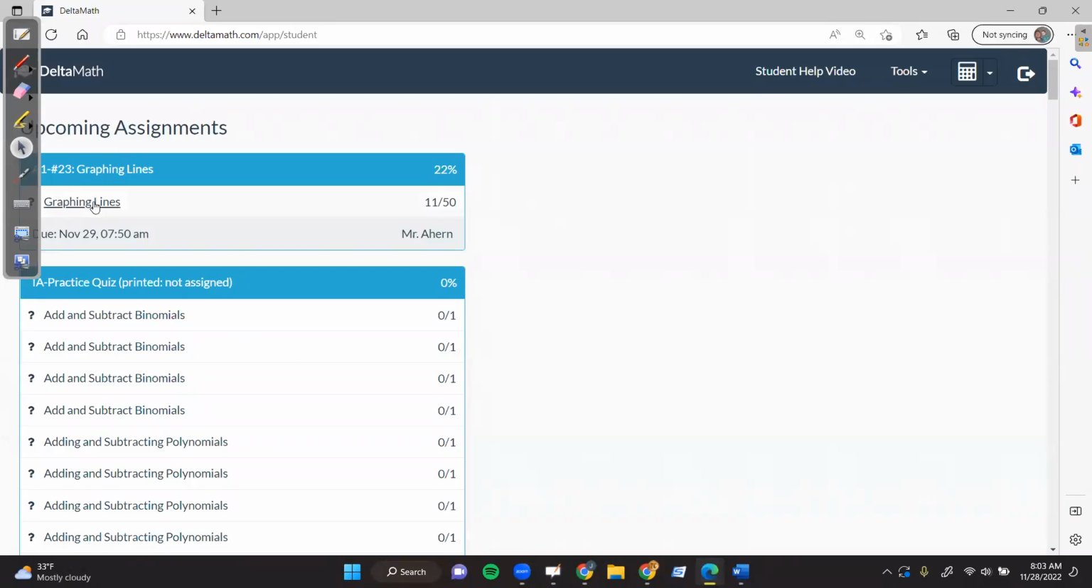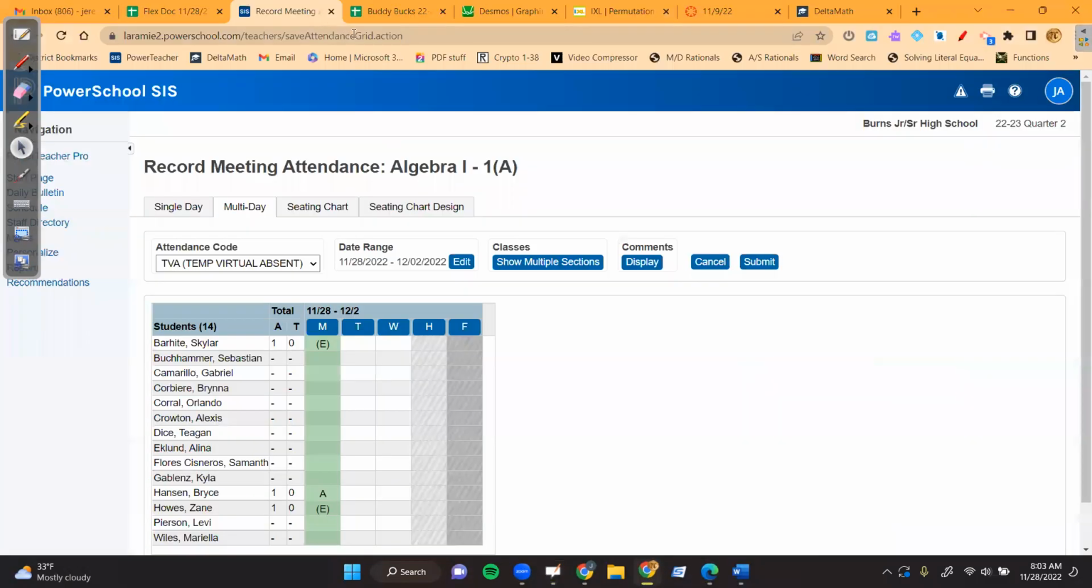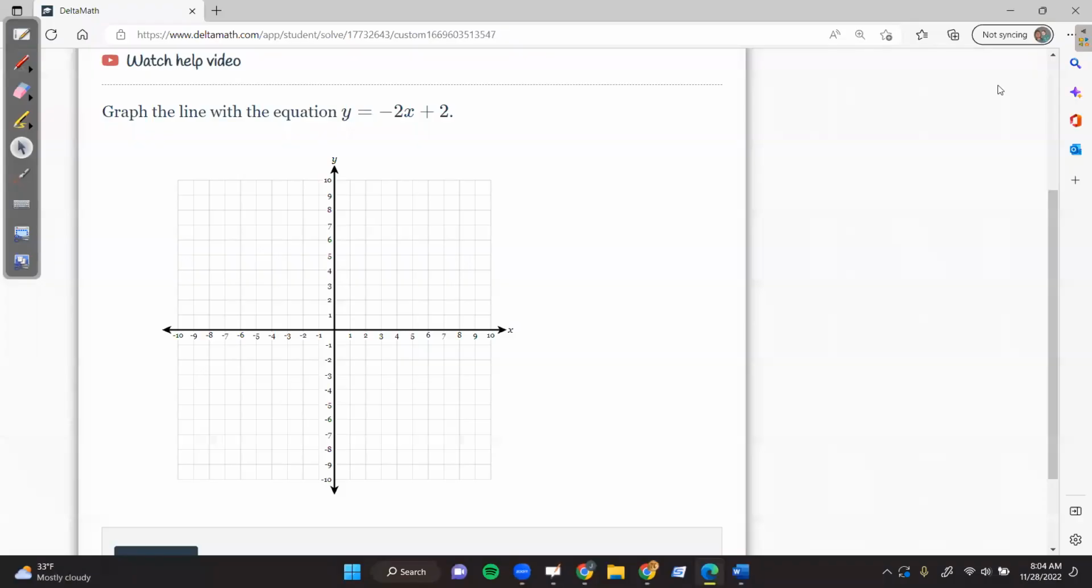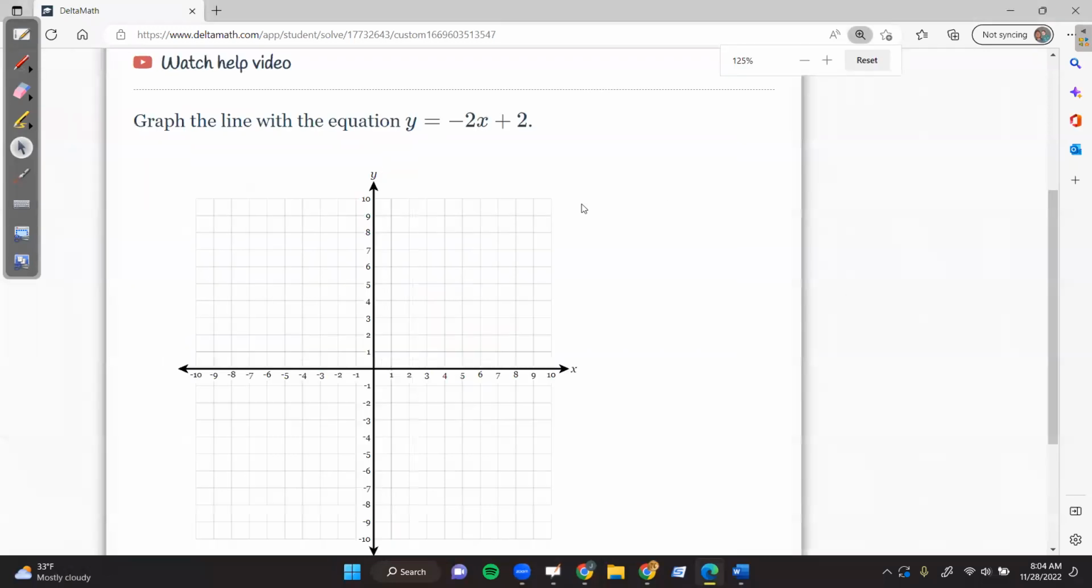Did it not assign itself yet? Let me take a look real quick. I must have booped it. Let me pause my recording. I was going to show you guys how to do this. Just a quick tutorial on how to graph in Delta Math. It's super slick.